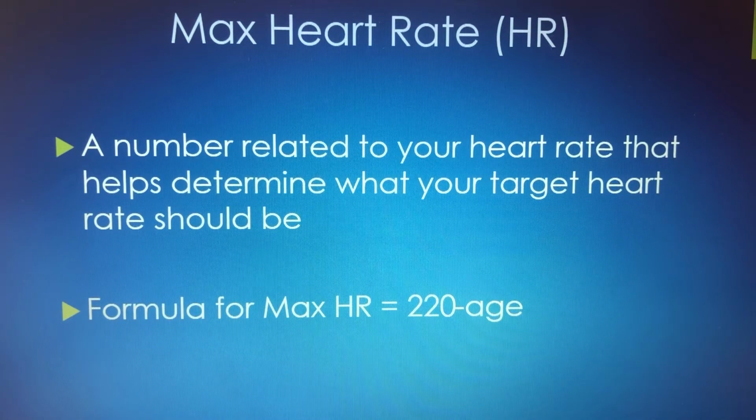So our first step in calculating target heart rate is to calculate your max heart rate. Your max heart rate is just a number that helps determine what your target heart rate should be. Our formula for calculating max heart rate is 220 minus your age. And we'll look at a couple examples here of how to calculate your max heart rate.